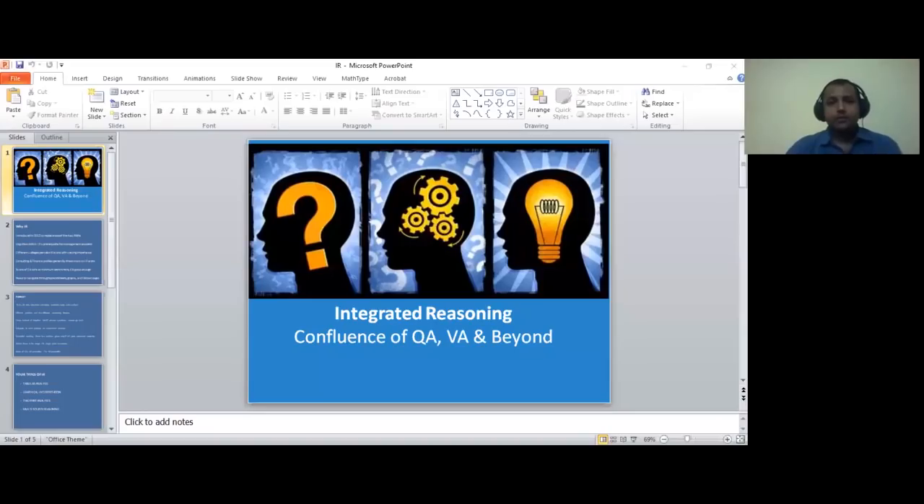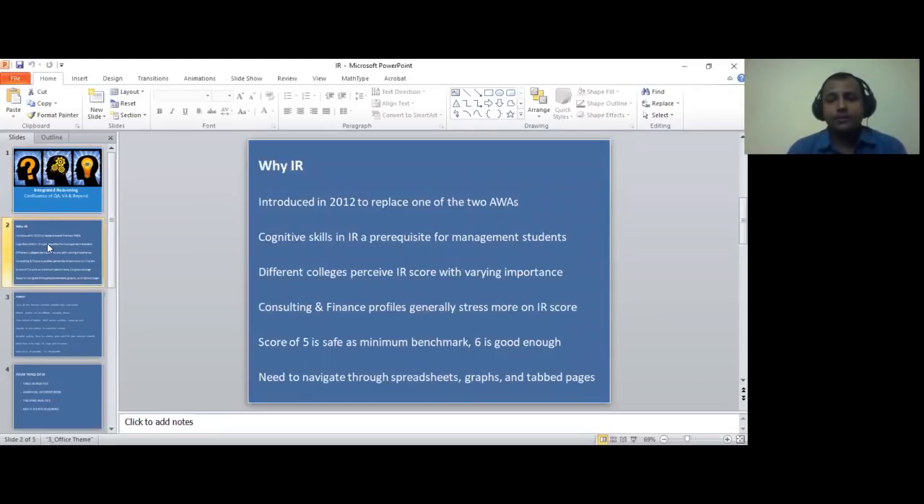Yeah, hi. So integrated reasoning, which I believe is a confluence of the two sections, the quant and the verbal, and it goes a little bit beyond as well, right? So how is it a confluence and what is that beyond factor? That is the core purpose of doing an IR class today. So let's start by first understanding what is IR, and why IR in the first place.